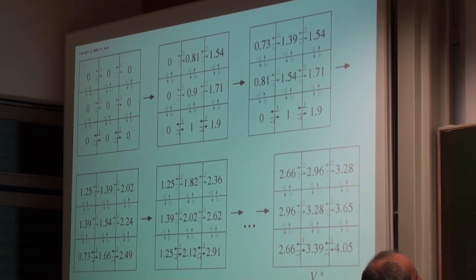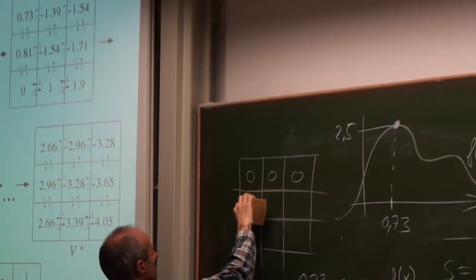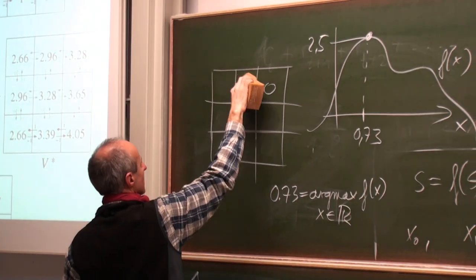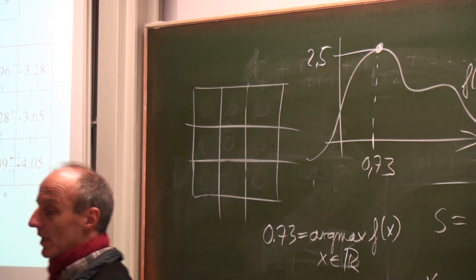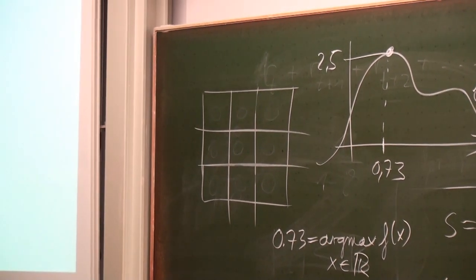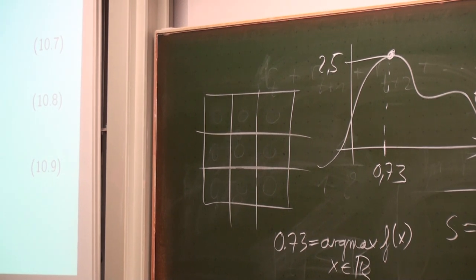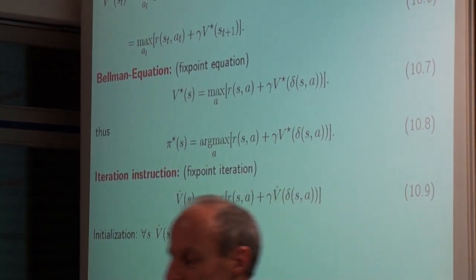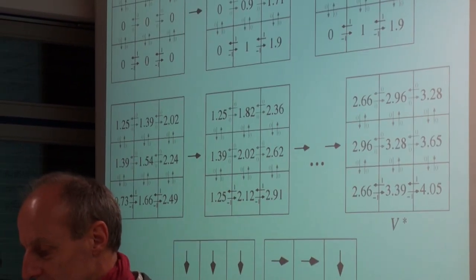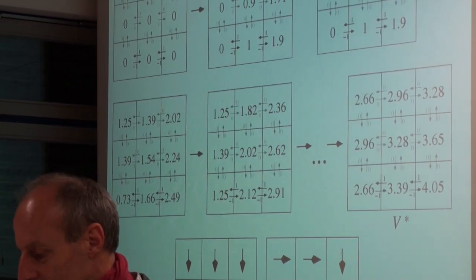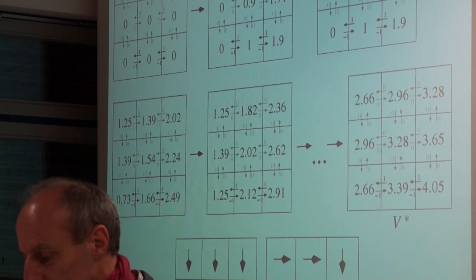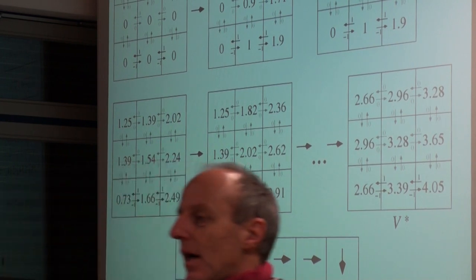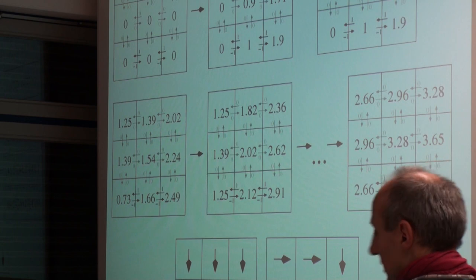And the policy is not the maximum operation. We don't get it from the maximum operation. We get it from the argmax operation. Here. That's what we have to do now. So we take the result, and now we do the argmax of the reward plus gamma times the successor state.